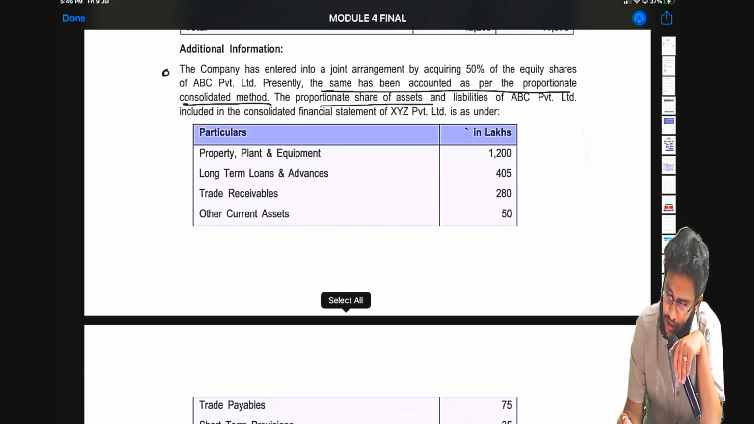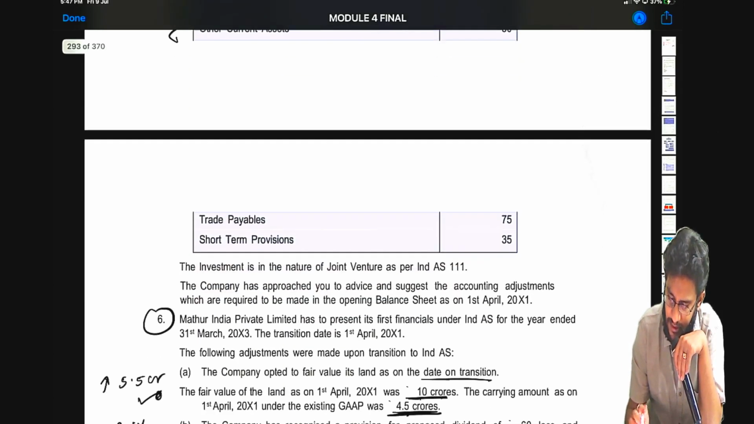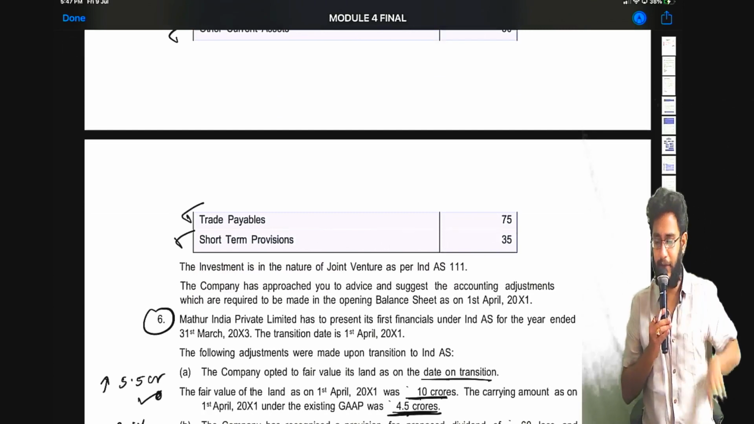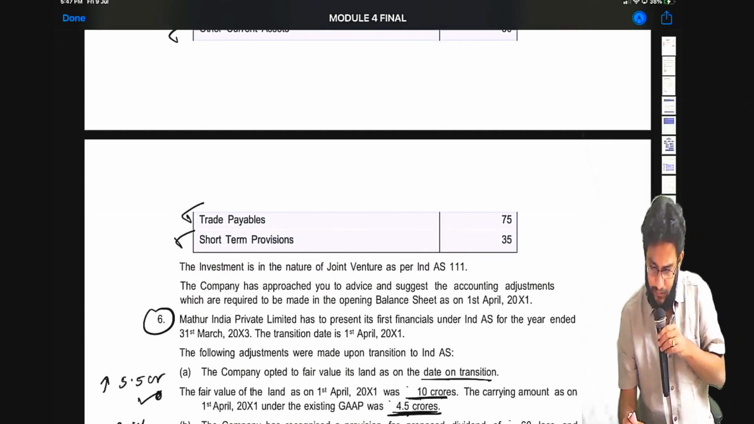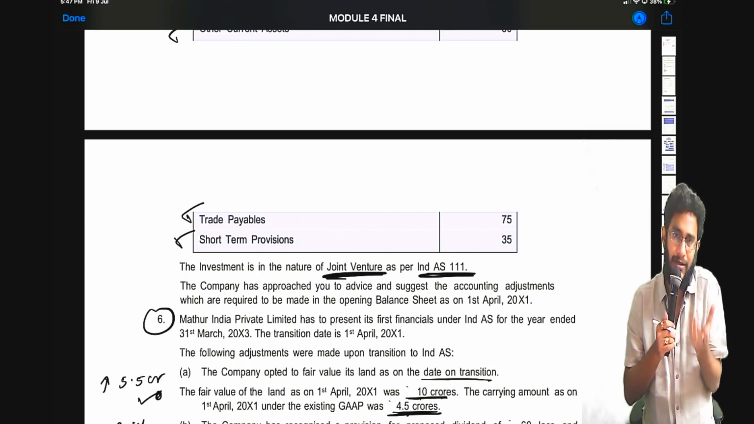The proportionate share of assets of ABC which are included in the CFS of XYZ are as below. So how much have you consolidated? PPE 1200 belongs to your share of JV's PPE. Similarly, assets, loans and advances, trade receivables, other current assets, trade payables, short-term provisions. So what you have included, they have given. The investment is in the nature of joint venture as per Ind AS 111. Joint venture means you have to apply the equity method, for which you need basically a starting point.